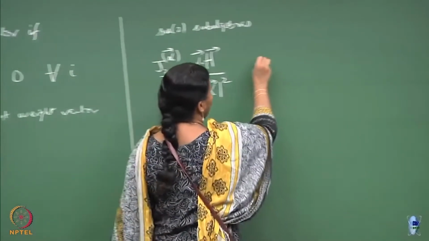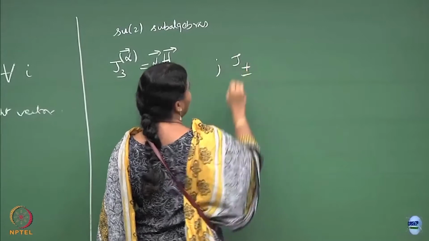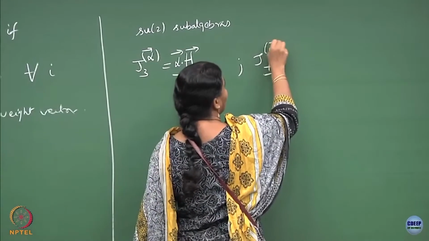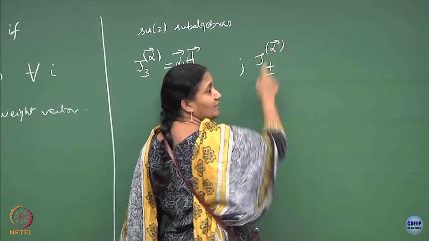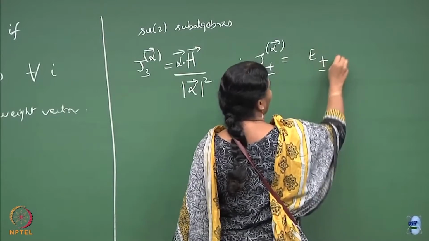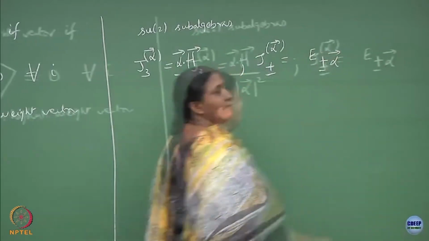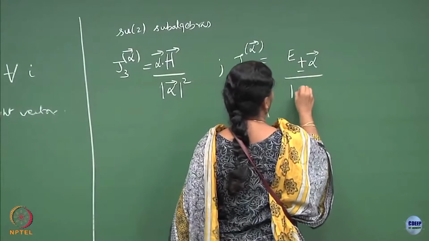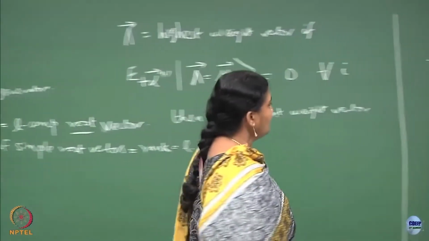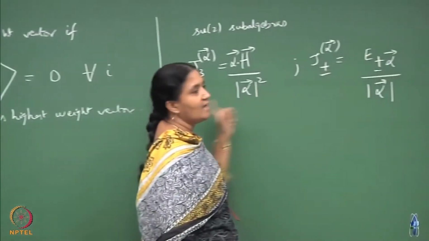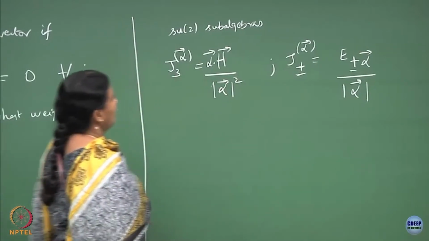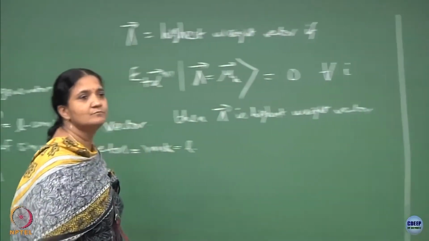Similarly, you will have a J plus and J minus associated with the same root vector, that will be E plus or minus alpha vector. I think it is divided by mod alpha, is my memory. The way to check it is that you need to make sure that the algebra of SU2 is satisfied by them. Okay.